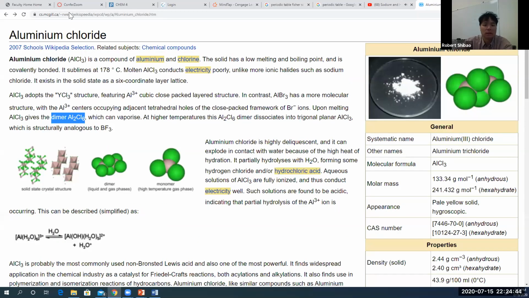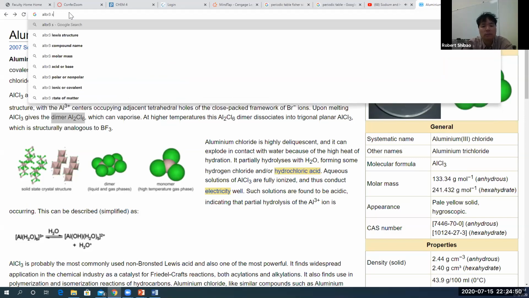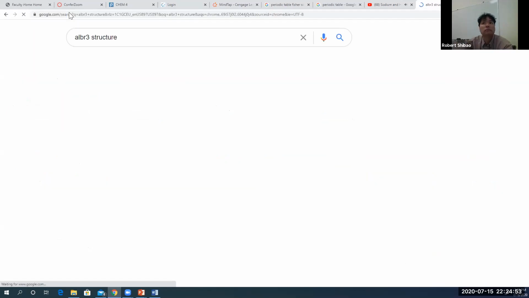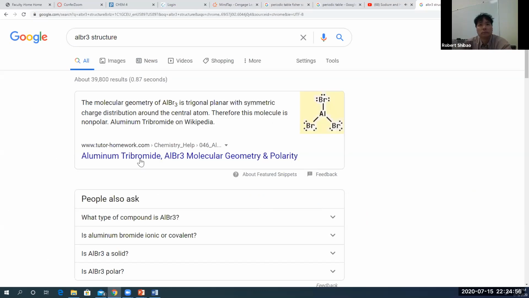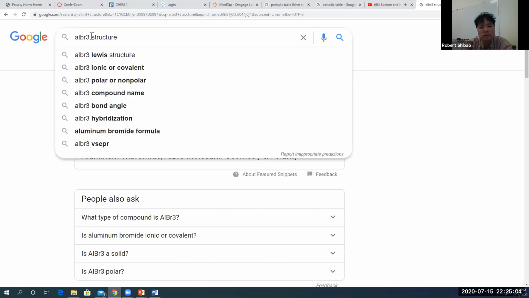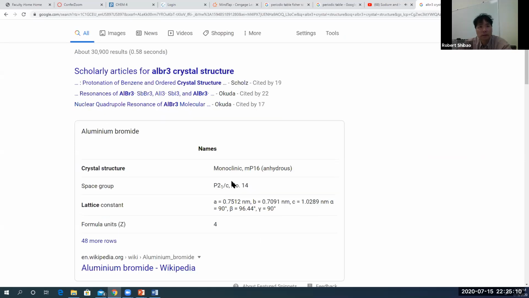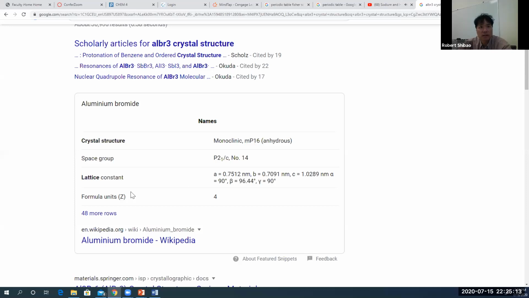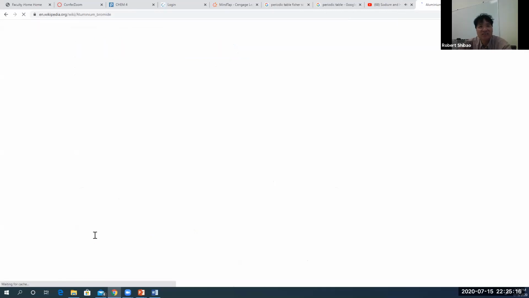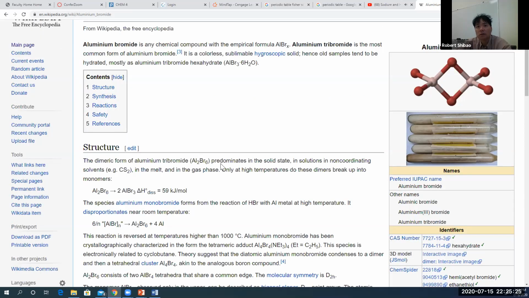Now, what are they doing with aluminum bromide? AlBr3 structure? That's not what I want. I want the crystal. Let's go with crystal structure. That's more specific. Crystal structures are usually determined experimentally. And let's see, monoclinic space group. This also forms a lattice. So I don't know what he's doing with the dimer. This is the dimer here. But let's look at the structure of this.